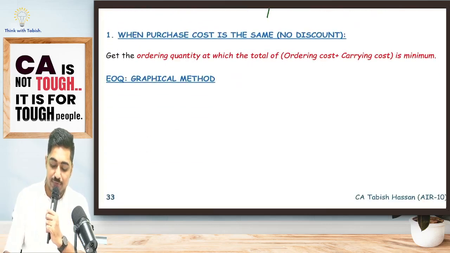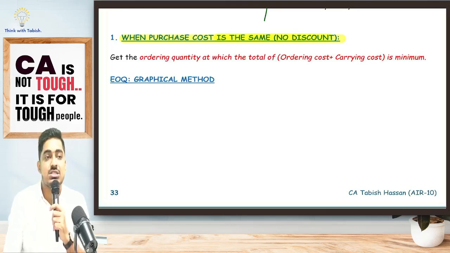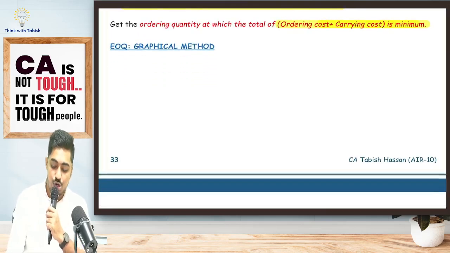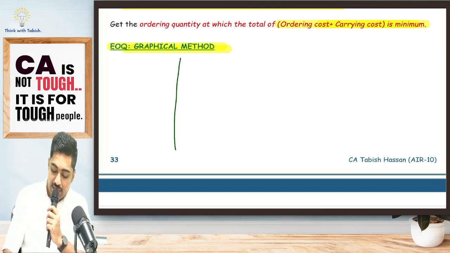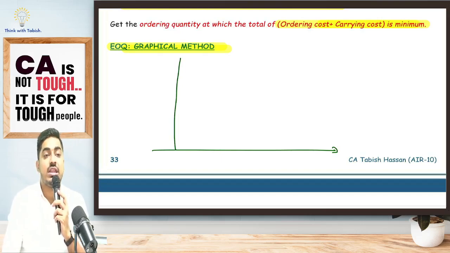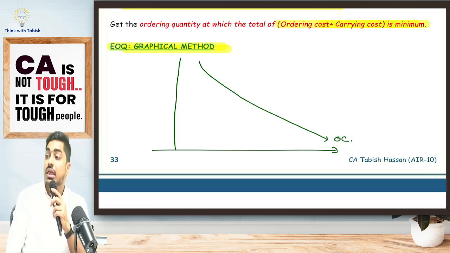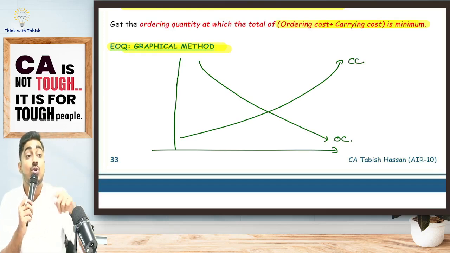So option number 1, when purchase cost is the same, that is there is no discount. Whether purchase cost is relevant here? No. Only ordering and carrying is going to be sufficient. Now, how do I calculate EOQ? Two different approaches are there. First is the graphical approach. Look at this, everyone. I will plot my ordering and carrying cost on a graph. Tell me ordering cost, how will it come? Is it upward sloping or downward sloping? Ordering cost, downward sloping. Carrying cost is going to be upward sloping. What do I want? I want a total of the two costs. Yes or no, everyone?